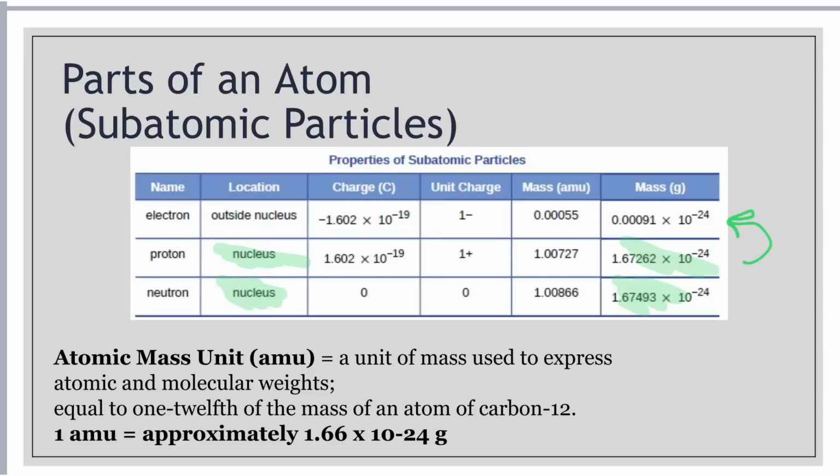You'll notice at the bottom we explain a little bit more about the AMUs, or atomic mass units, and that's what we've used to better communicate and talk about the mass of these particles and then eventually the atoms, because it's very hard to understand something that's 1 times 10 to the negative 24th in size. And so instead of talking about that many grams, we call that 1 AMU.